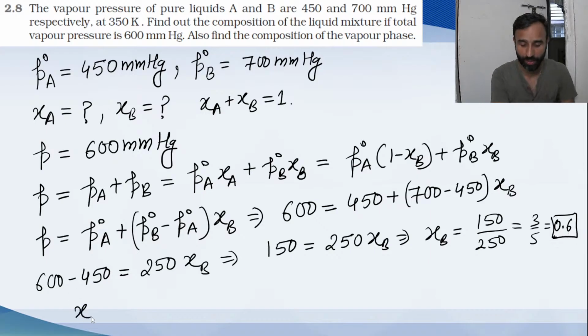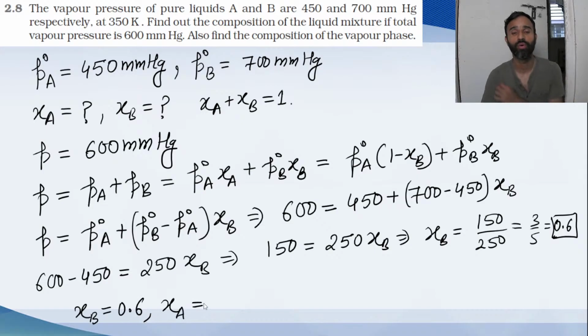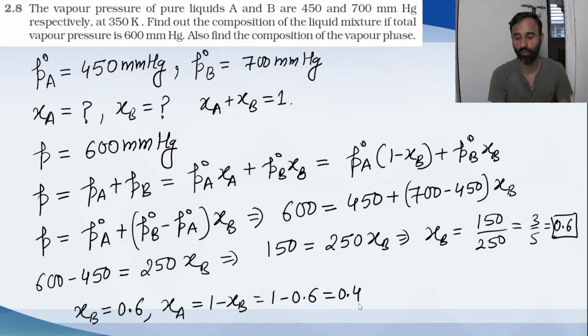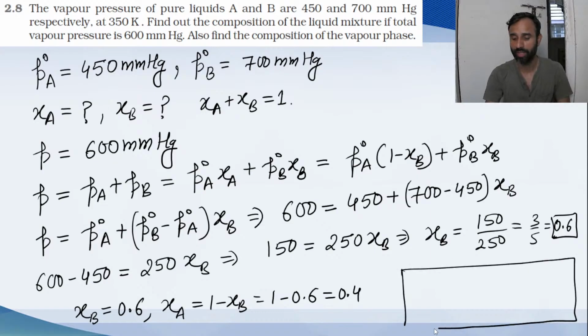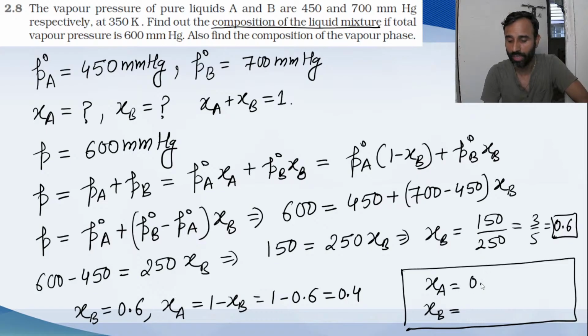So XB equal to 0.6. So XA equal to 1 minus XB, that is 1 minus 0.6 means 0.4. So in this way, this is the composition of the liquid mixture. Keep in mind, composition of the liquid mixture means mole fraction of components in the solution. That is 0.4 and 0.6. XA is 0.4, XB is 0.6.